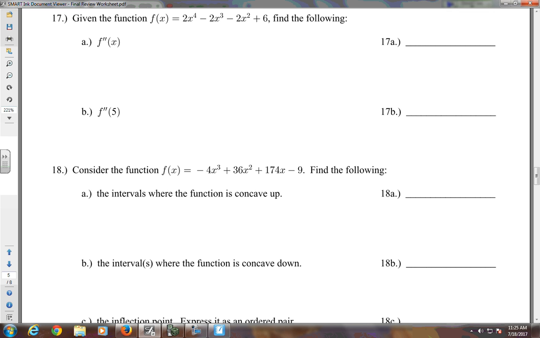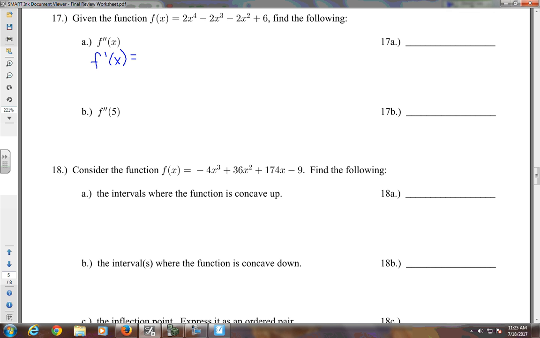F double prime of x. So we need to calculate the second derivative. Now, to get the second derivative, we got to go through the first derivative. So begin by finding the first derivative of f. It's simply a polynomial, so we can differentiate term by term using the power rule.